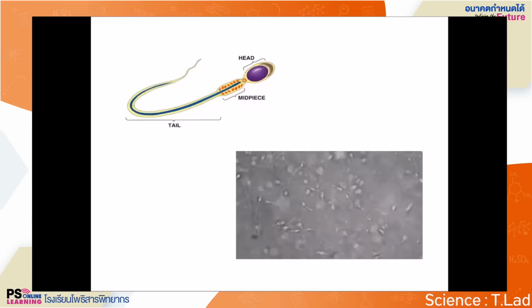Here's a sperm cell. A sperm cell has three parts. The head which contains a nucleus. So how many chromosomes are there in the nucleus of a sperm cell? This is the human sperm cell. There are 23, half of 46. The middle piece, which contains mitochondria. We know that the mitochondria is the powerhouse of the cell, so this is where the sperm gets its energy. And a tail. A tail is used for movement of the sperm.